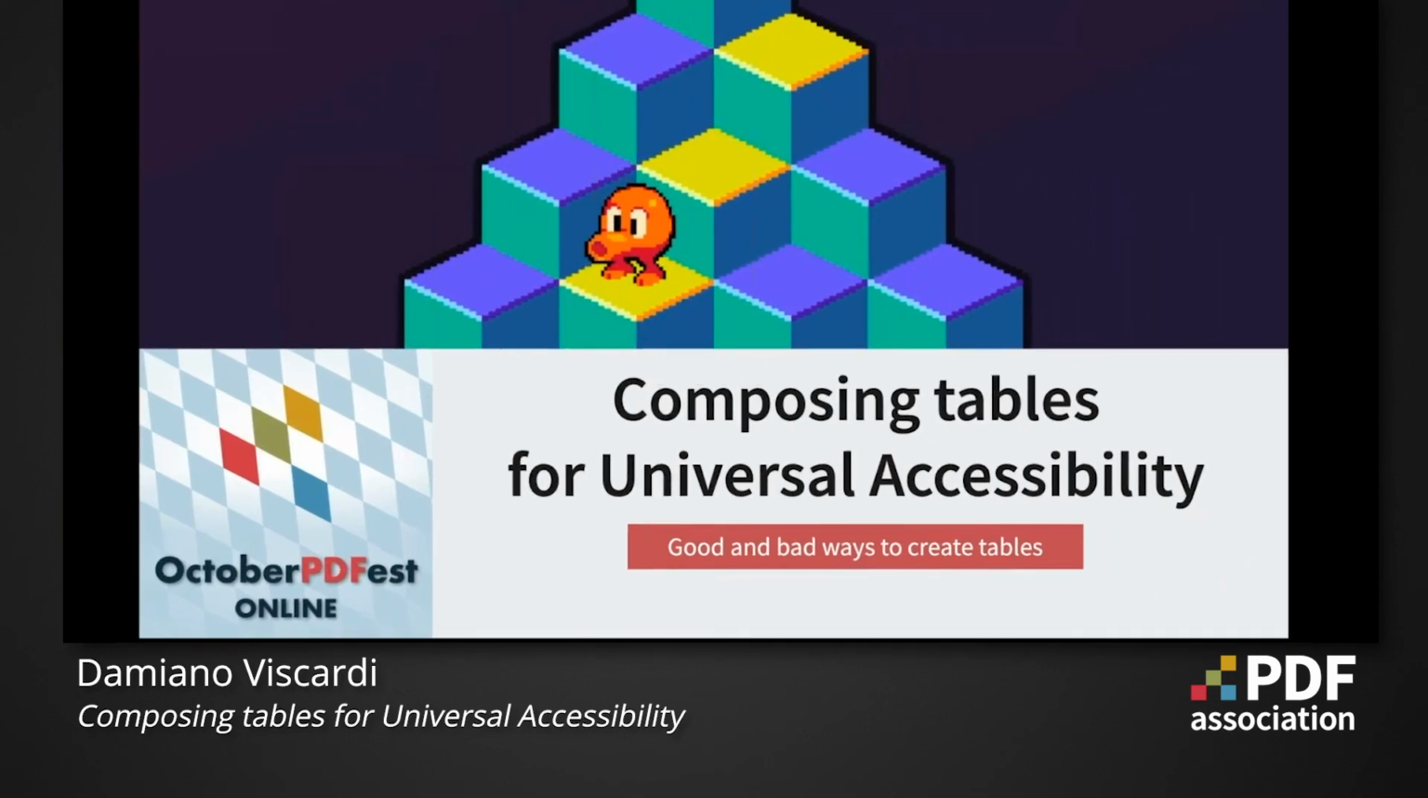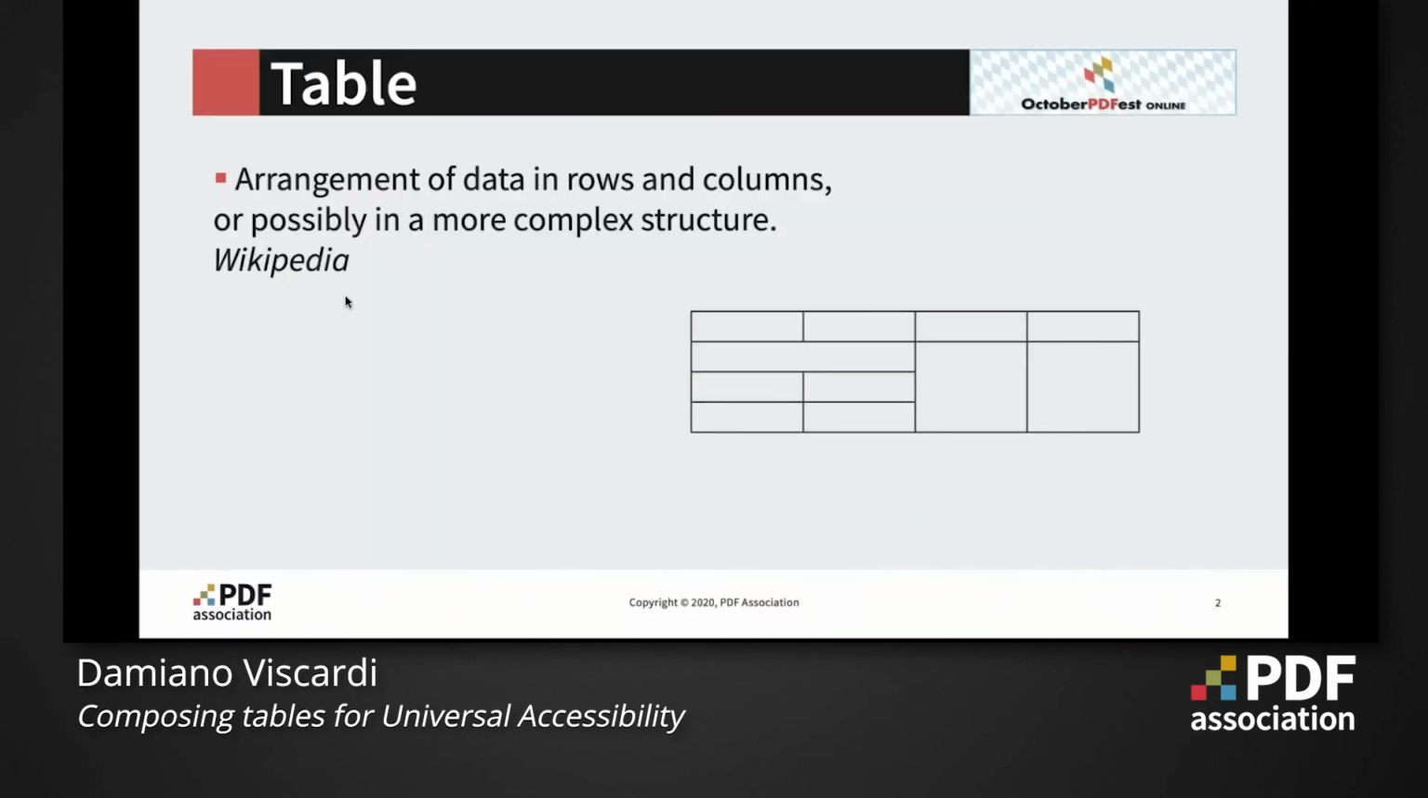So let's start with the definition of a table, and that's a standard definition from Wikipedia. Nothing special, we all know that probably. A table is an arrangement of data in rows and columns, or possibly in a more complex structure. And that's a quite plain, easy definition.